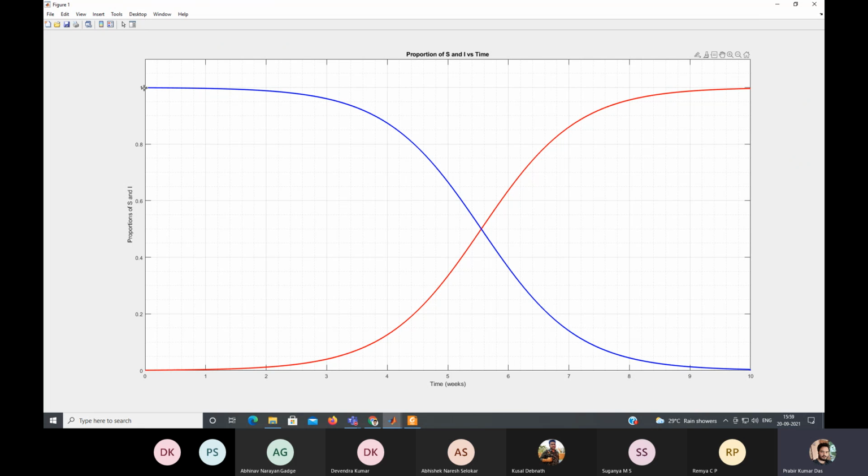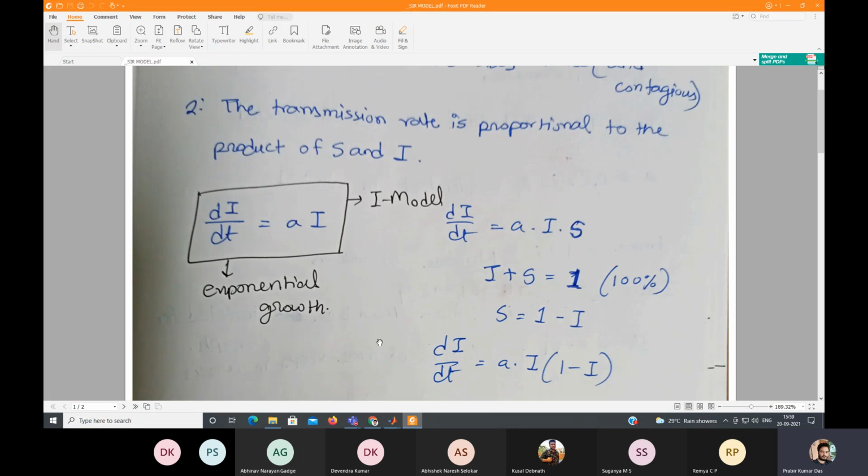So it means we just normalized our total population as 1, so we are calculating the proportion. What is the proportion of people that are susceptible? See, the number of susceptible people is decreasing because the number of infected people is increasing. That is why S is decreasing, as more and more people are transforming from S to I.